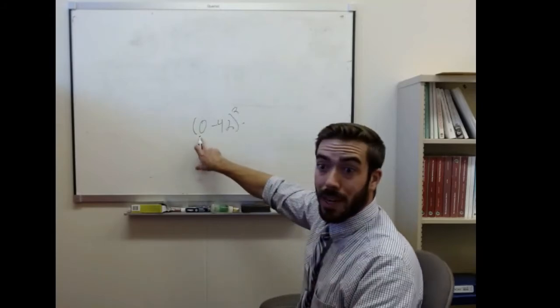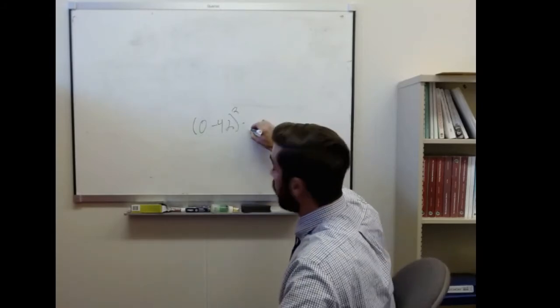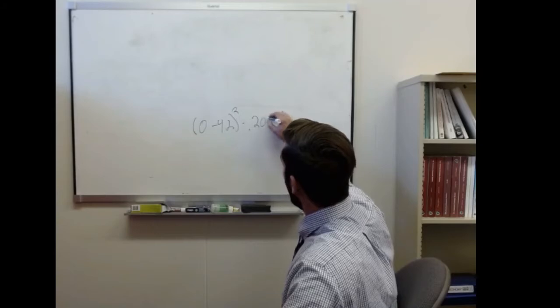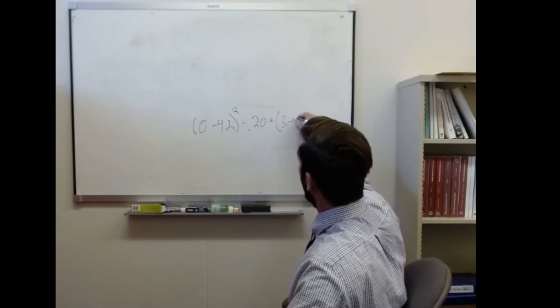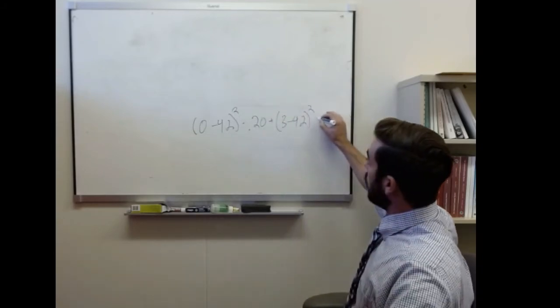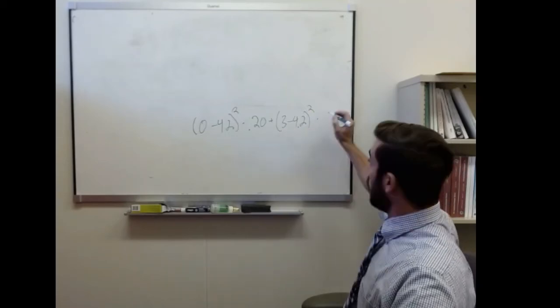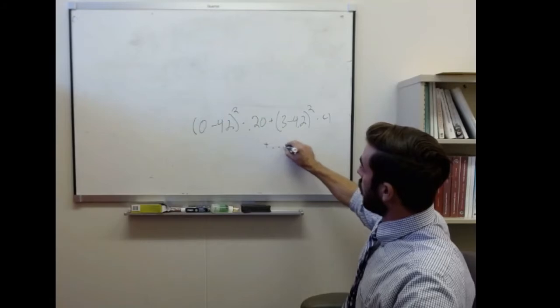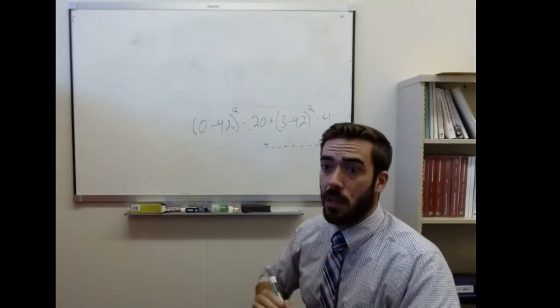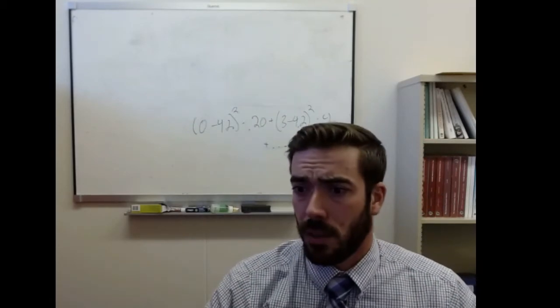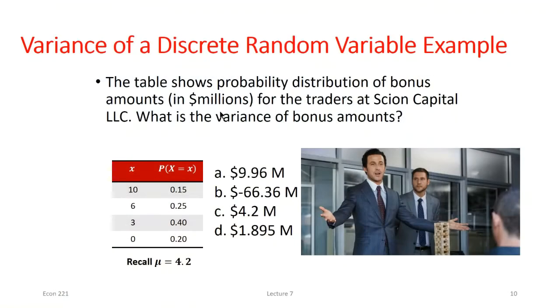What was the probability that I saw a 0 occur? 0.2, I think, yeah. Add to that the next outcome of 3 million minus that mean of 4.2 squared. What's the probability I saw 3 million? 0.4. And then just keep doing that for every possible outcome. Once I add all those up, I should get 9.96, if you're wanting to work along with this and try to check your answer.